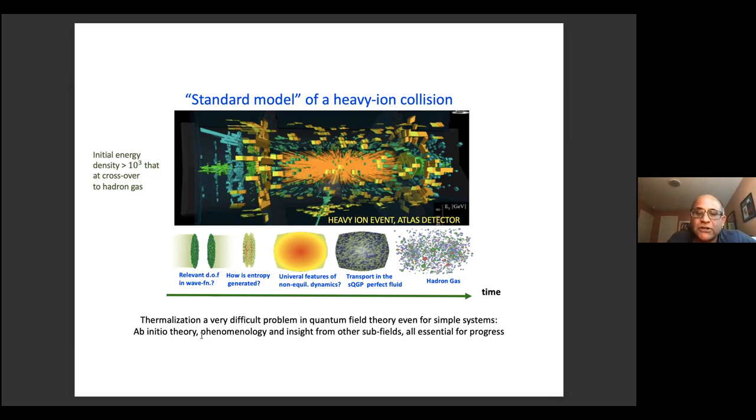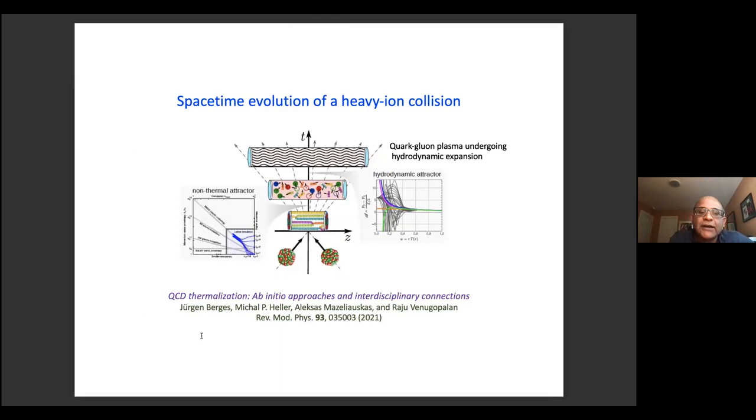Then there is this picture of the formation of a quark gluon plasma, a thermalized fluid, which has, as some of you may have heard, a very low viscosity to entropy ratio. It's a nearly perfect fluid, which then hadronizes at late times. And you measure these particles in a detector, and the question is to reconstruct this timeline. So here's a kind of space-time diagram of such a collision.